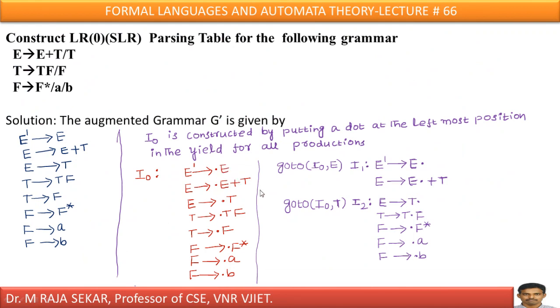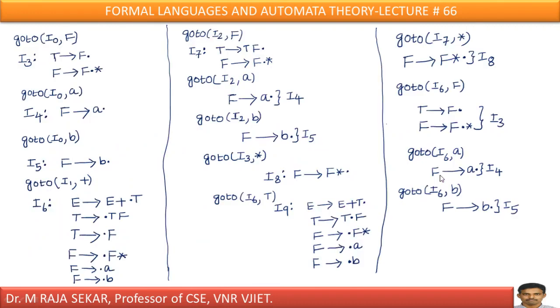Now let me consider I1. What about this one? This dot has reached the final state. I cannot move this dot further. What about this one? After the dot, I have the plus letter. Therefore, I can write go to I1 comma plus. If I write go to I1 comma plus, this dot must be moved to the right-hand side of plus. Therefore, it becomes E goes to E plus dot T. After the dot, you are getting a capital letter. Therefore, I must write all productions of capital T from I naught.